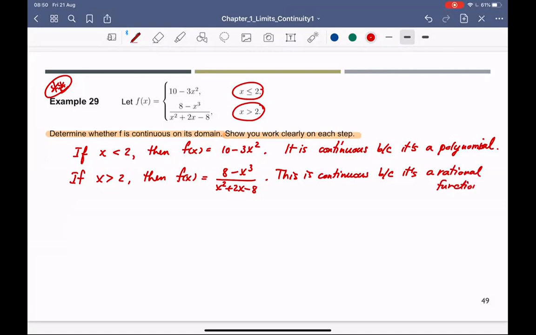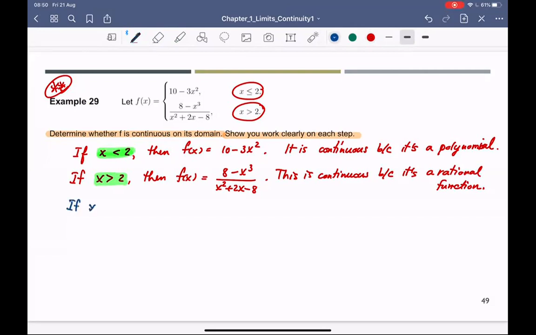The point is, you don't have to check the continuity where x is less than 2 and where x is greater than 2, because the function is a polynomial and the function is a rational function. So the only point where you have to check the continuity is x equal to 2.